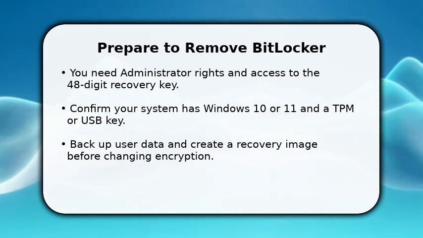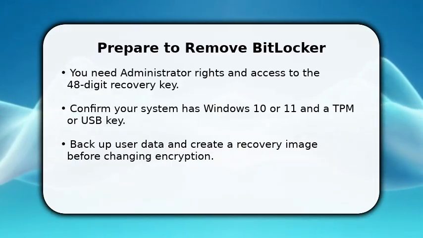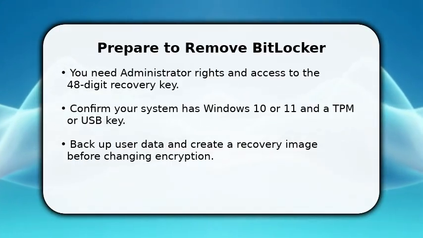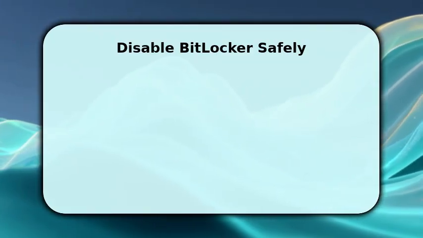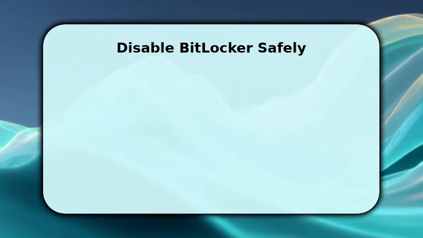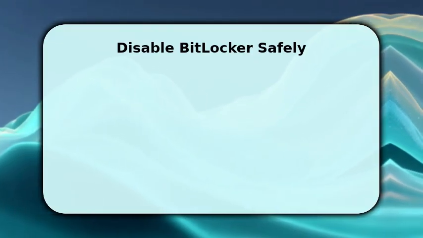To disable BitLocker, open Control Panel and go to BitLocker Drive Encryption. Select Turn off BitLocker for the C drive and confirm you want to decrypt the drive. Alternatively, open an elevated command prompt and run manage-bde -off C: to start decryption immediately.